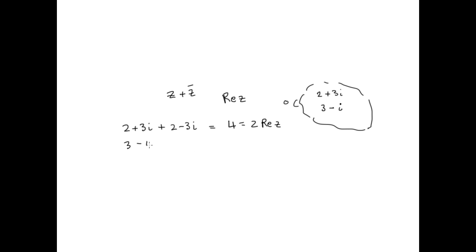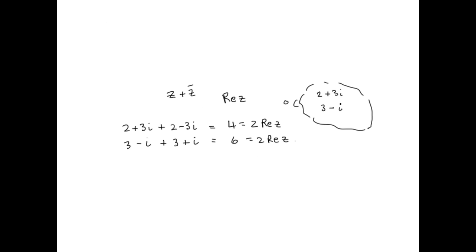3 minus i, similar sort of thing. If we add the conjugate 3 plus i, we'll get 6. And the imaginary parts disappear. 3 plus 3 is 6. 3 is the real part of the complex number. So 6 is twice the real part of z. So that's the exploring of 2.